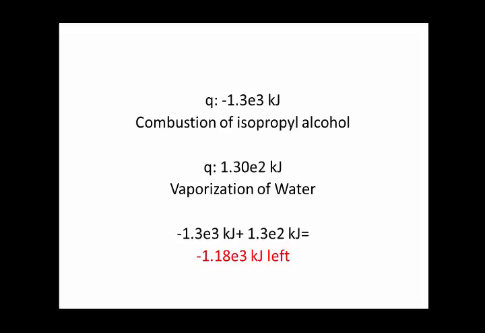Okay, so let's look at all of our values that we have. We calculated that the Q for the combustion of isopropyl alcohol was a very exothermic negative 1.3 times 10 to the third kilojoules. And we calculated that the Q for the vaporization of water was a very endothermic 1.3 times 10 to the 2 kilojoules. So when I add these together, I end up with negative 1.18 times 10 to the third kilojoules left. That's still the amount that the combustion of the isopropyl alcohol is going to be giving off.